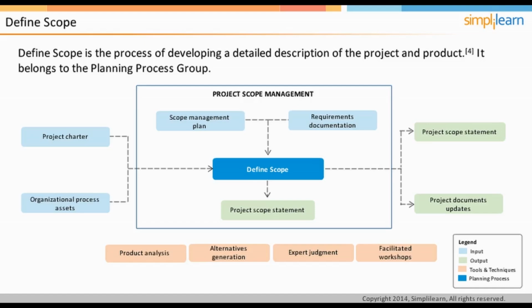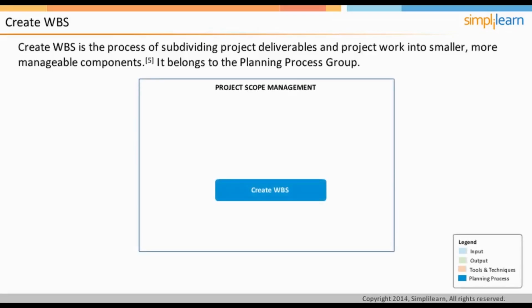Let us look at the next process, Create WBS. The final planning process within scope management is Create WBS. Create WBS is the process of subdividing project deliverables and project work into smaller, more manageable components. It belongs to the planning process group.